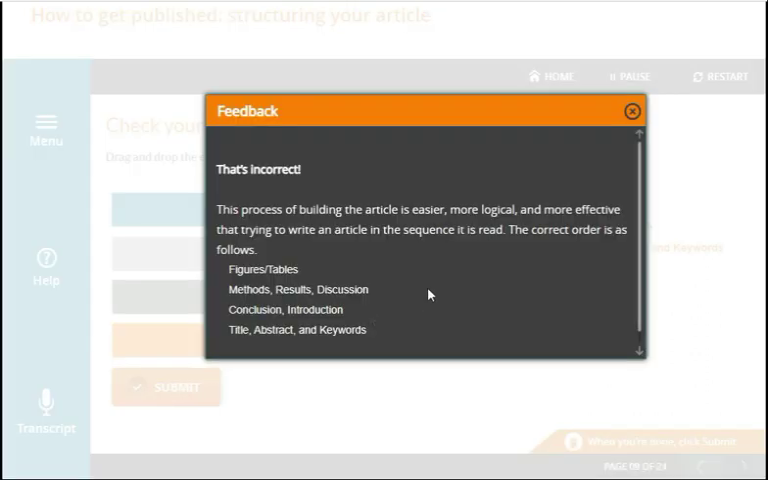That's incorrect. This process of building the article is easier, more logical, and more effective than trying to write an article in the sequence it is read. The correct order is as follows: figures and/or tables, methods, results, discussion, conclusion, introduction.